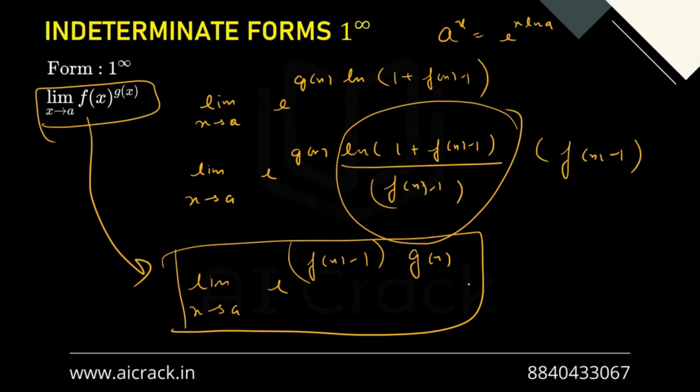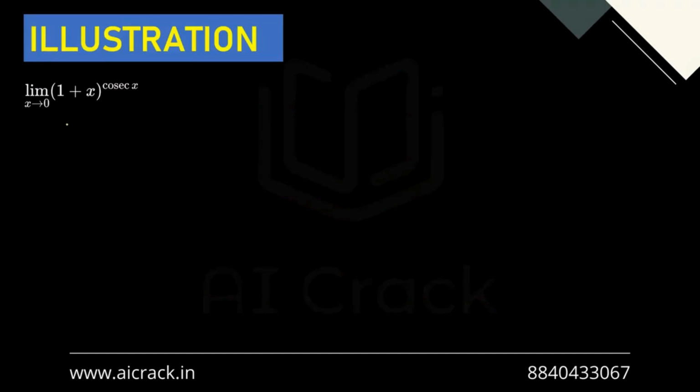Okay, now let's solve this question. We have limit x approaches 0, (1 plus x) raised power cosec x. Now we can see that this is not of the standard type. Our standard type was (1 plus x) raised power 1 by x. This was the standard type. This is not of that format.